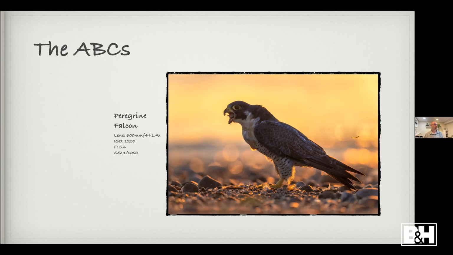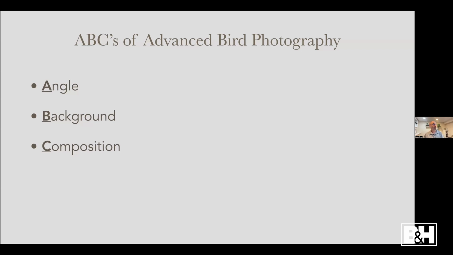So what are the ABCs? Let's get into that. These are the specifics. These are what we can do in the field to make the biggest difference. A, very simply, stands for angle. B, very simply, stands for background. And C is your composition. So the ABCs are your angle, your background, and your composition.